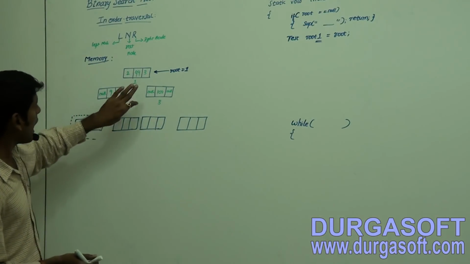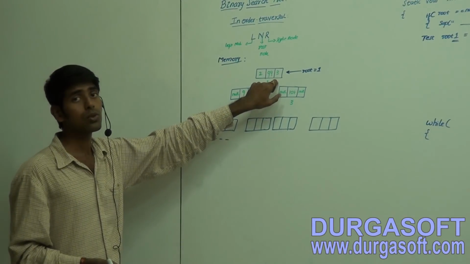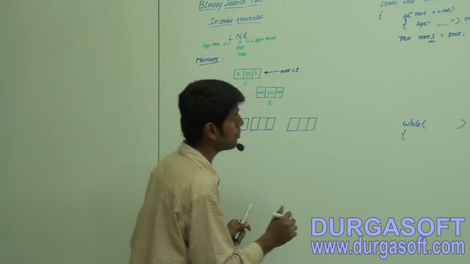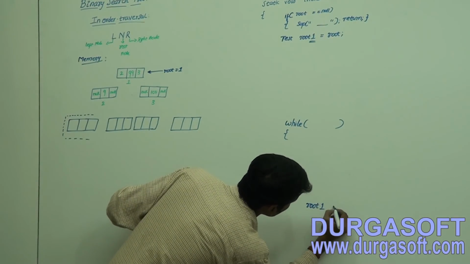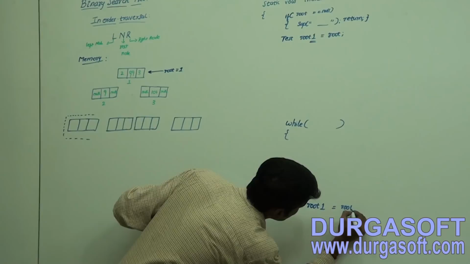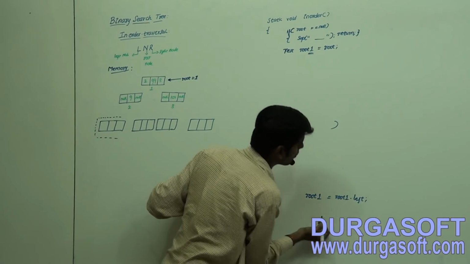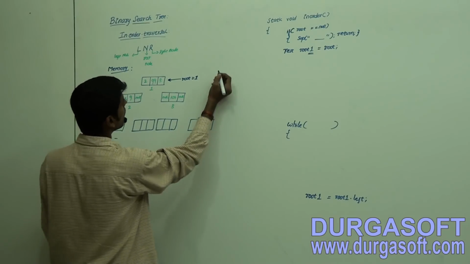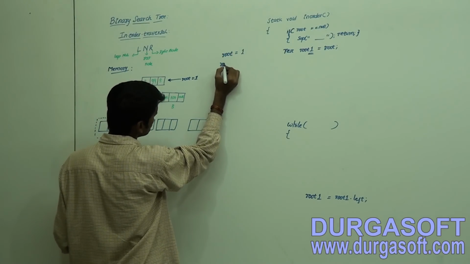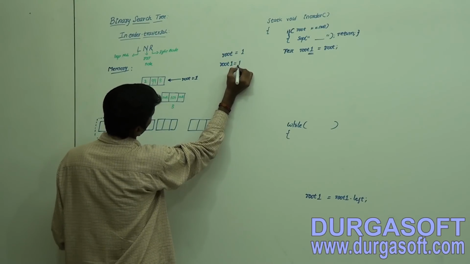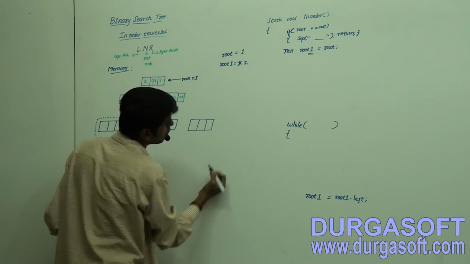Now, here I want to traverse to the left node. From being at this node I have to traverse to the left node. How can I do that? Simply put root 1 equal to root 1 dot left. Currently the root value is 1 and the root 1 value is also 1. So what I am doing here is, for root 1, I am assigning 2.